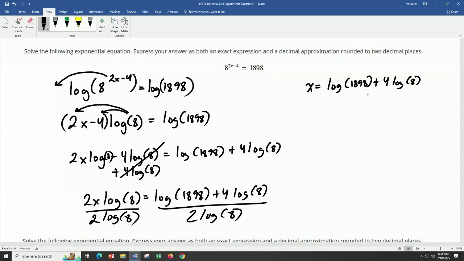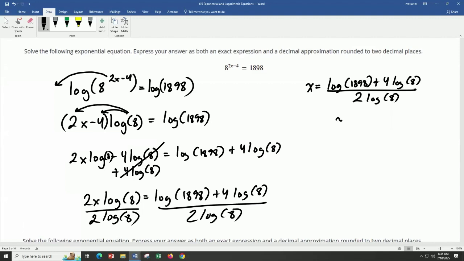4 log 8 divided by 2 log. Okay, that's your exact answer, right? The rest of it, we just go to our calculator and put all that in using our fraction key. You would literally put log 1898 plus log 4 log 8 divided by, put down your denominator, and it's going to give you 3.81 exactly.